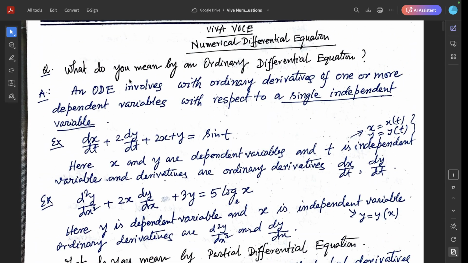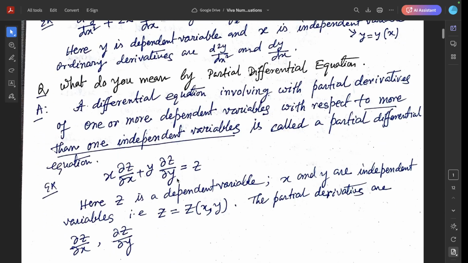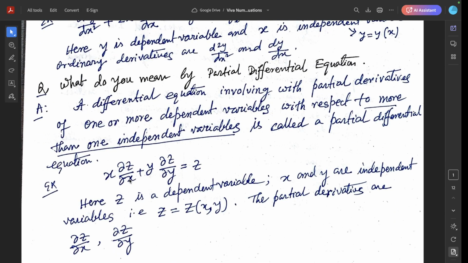So the difference is this: in an ordinary differential equation, the independent variable is one, only t here. Here, in a partial differential equation, the independent variables are two, x and y.